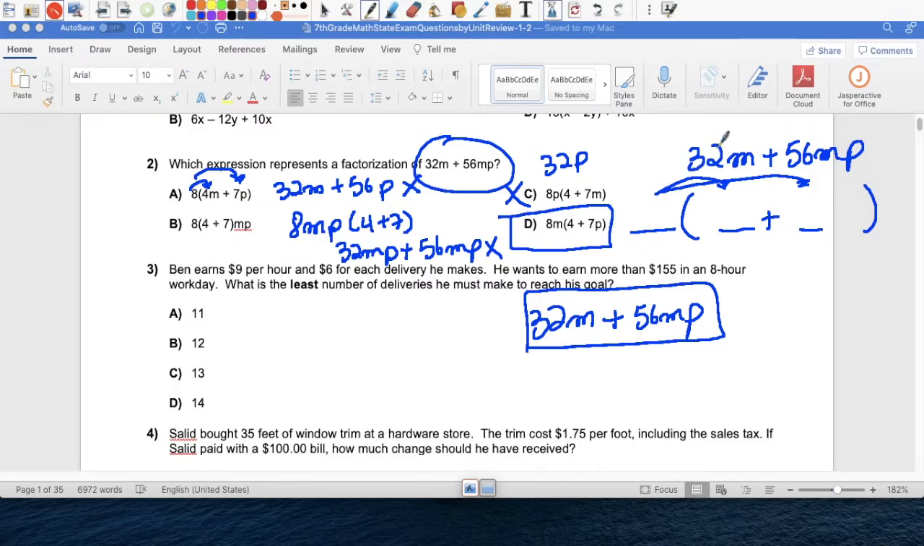The GCF between 32 and 56 is 8. Do they have any letters in common? Yeah, they do have the m's in common. So I'll take that out. And then 8m times what's 32m would be times 4. And then 8m times what is 56mp? Well, the m's are already there, so we would write p over there. And then 56 divided by 8 is 7. And you get the same thing as letter D.